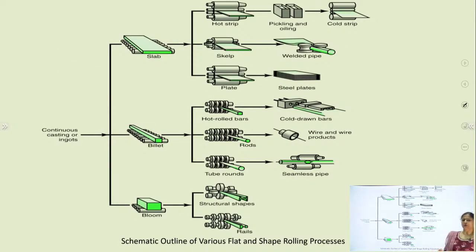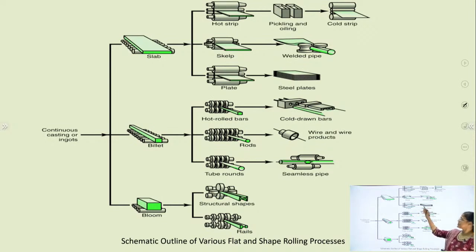Through continuous casting or ingots, we can have slab, billet, and bloom. Here in this figure we can see the different types of rollers, different arrangements of rollers to produce different types of cross sectional rolled products. This is showing the schematic outline of various flat and shape rolling processes.